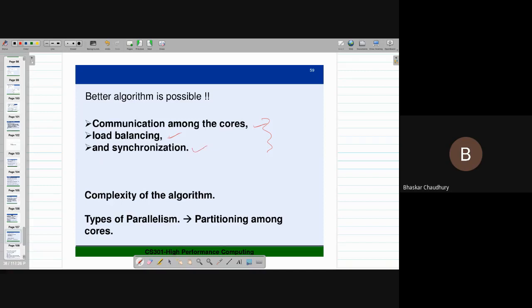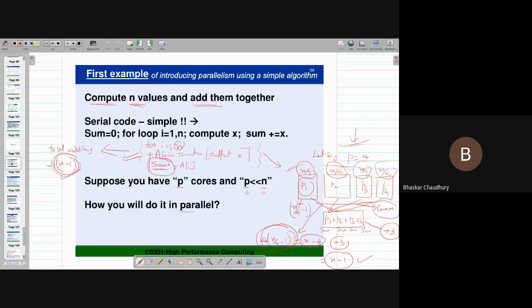And then synchronization. What do we really mean by synchronization? If you look into this simple example, at this point you have to make sure that everyone has calculated their part of the sum. There is a local sum here, here, here, and here. Before you do this addition, with P1, P2, P3, P4, you have to make sure that everyone has completed their job. So we need to synchronize at this point before we do this part. That is called synchronization.